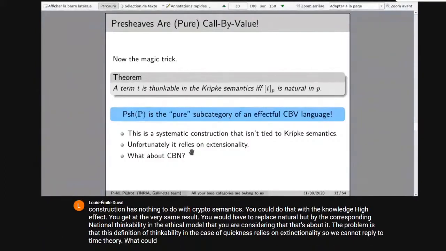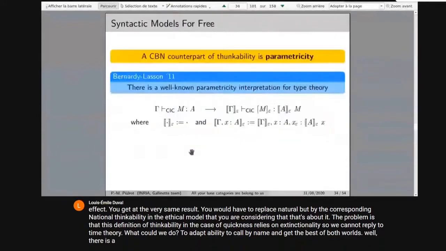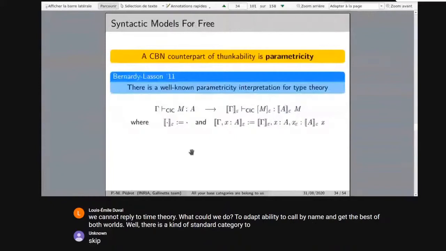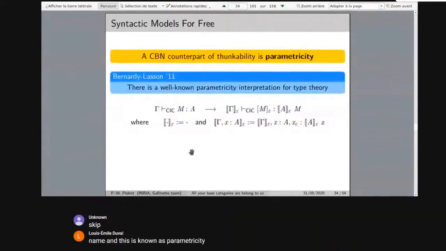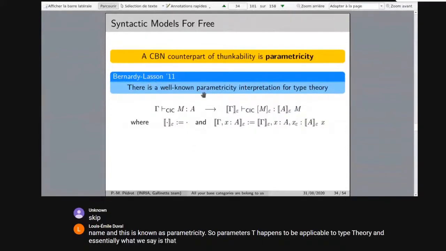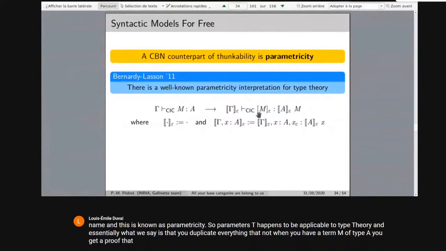What could we do to adapt thunkability to call by name and get the best of both worlds? Well, there is a kind of standard counterpart to thunkability in call by name, and this is known as parametricity. So parametricity happens to be applicable to type theory, and essentially what you say is that you duplicate everything. When you have a term M of type A, you get a proof that M is actually well behaved according to the parametricity predicate of A that is defined that way.